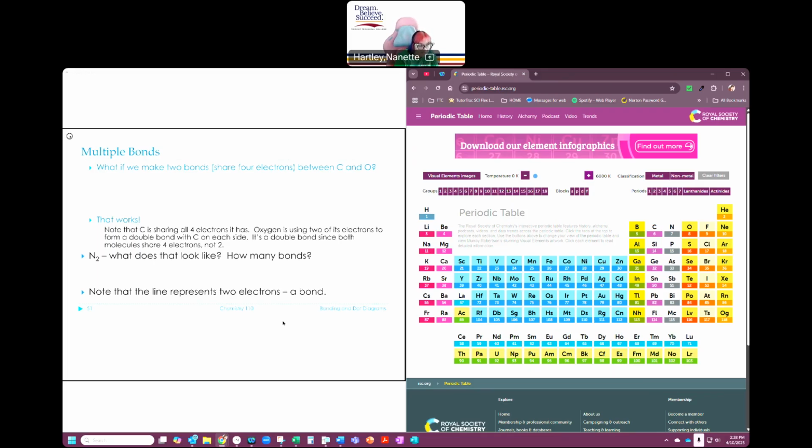Okay, so when we get into the next lecture and we're talking about that, multiple bonds count as if they were a single bond. Those lines count as if they were two electrons. Two lines count as if they were four. Three lines count as if they were six. Okay, so there's that.